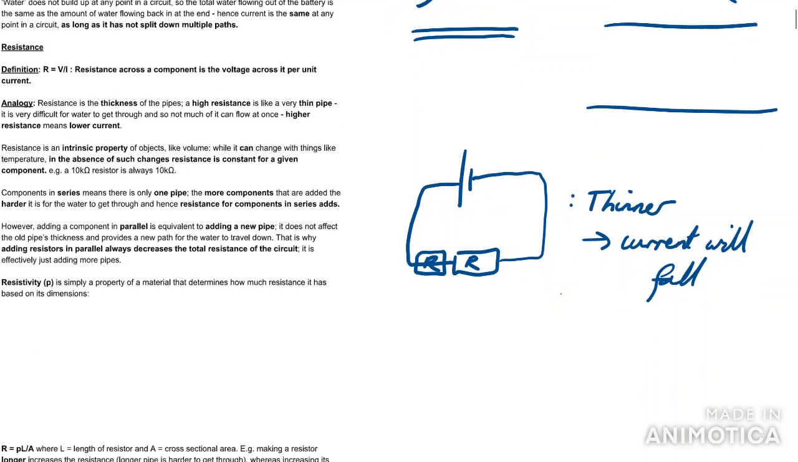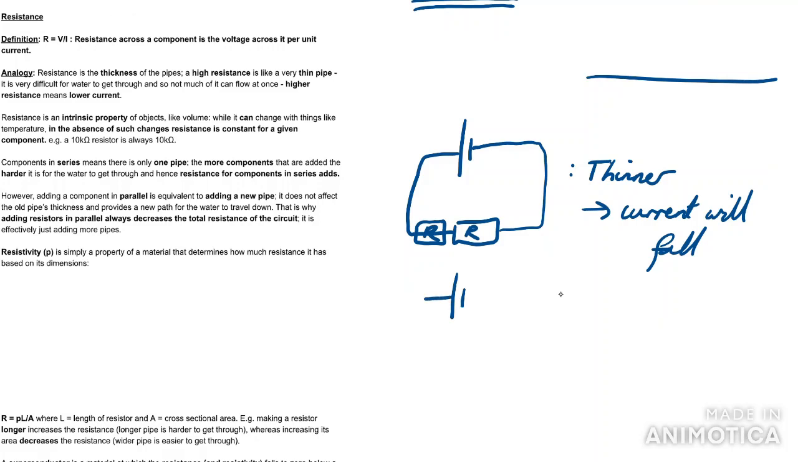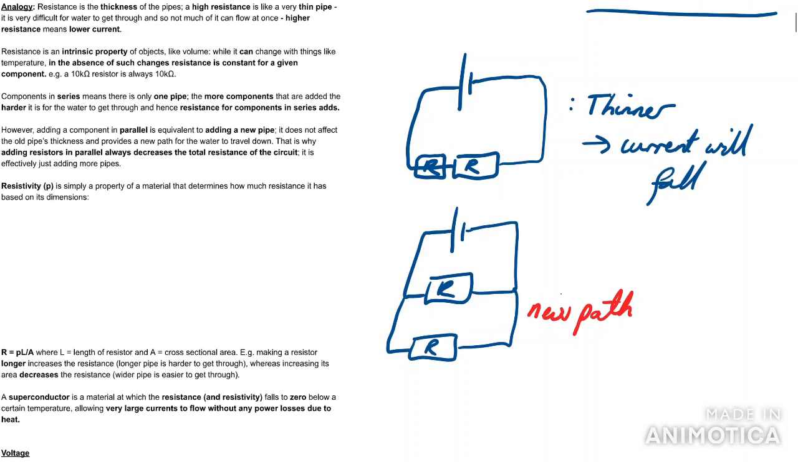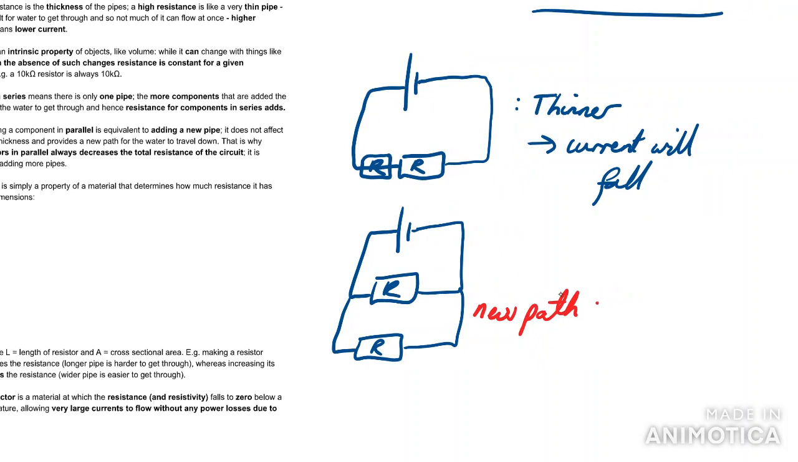It's pretty obvious. But if I do this, so I've got my original circuit like this, and I choose to add a resistor like this, well, I haven't actually changed the original path at all. All I've done is added a new path. And what will happen if I have a pipe and I leave that alone, but add another path for water to go down? Well, it means that it's easier for water to flow.